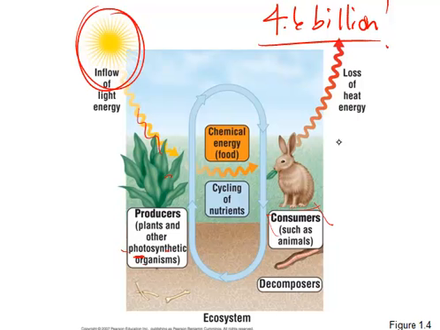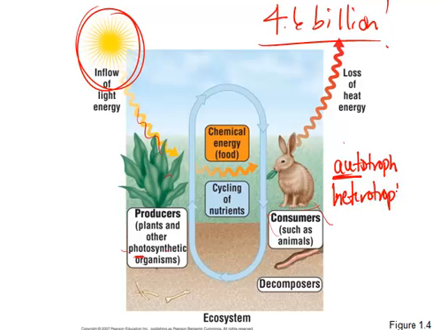Let me introduce you to two new words here, okay? Anything that is capable of making its own food is considered to be an autotroph. I make my own food. I am automatic. I can make my own food, autotroph. And anything that consumes its food, right, is called a heterotroph. So we're heterotrophs.